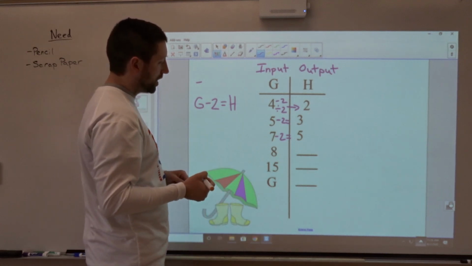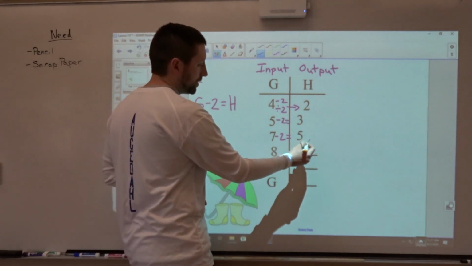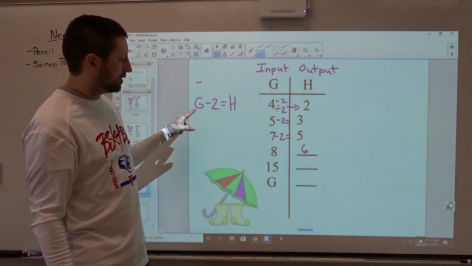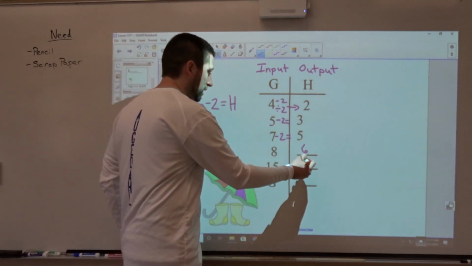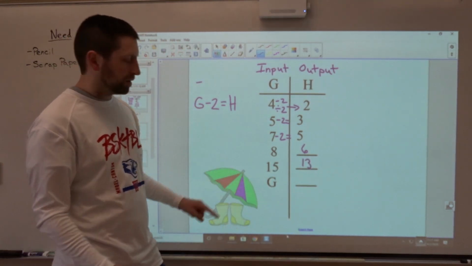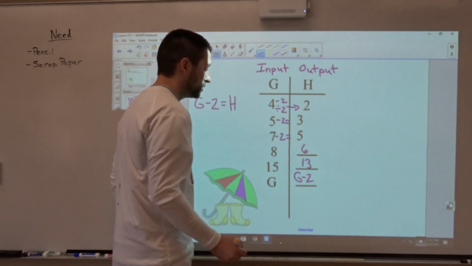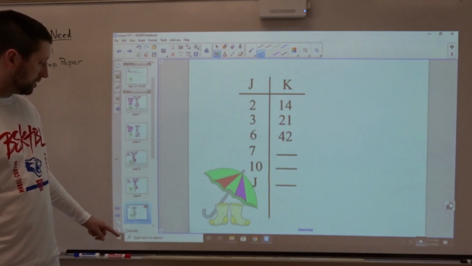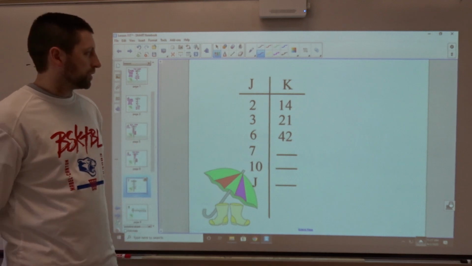So then for 8, well, we'll put an 8 right here. 8 minus 2, H would be 6. Let's put a 15 in for G. 15 minus 2, that would be 13. And our rule is G, whatever G is, G minus 2. Two more examples to go through here.